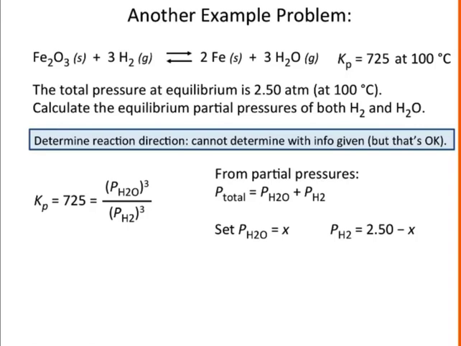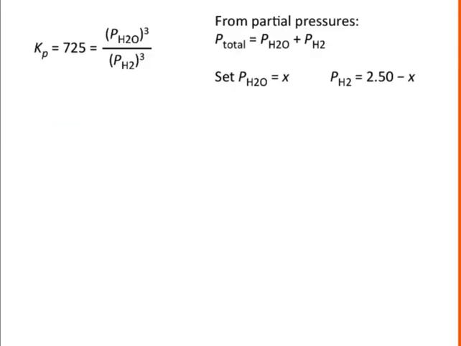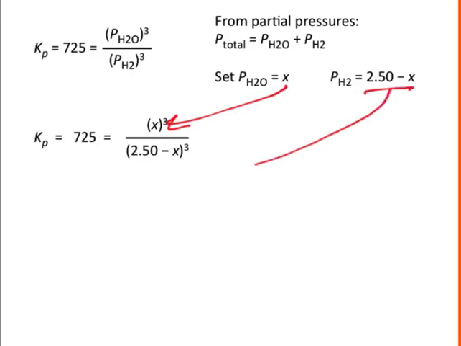So since we're not used to solving for pH2O and pH2, we're just going to turn that into x. It'll be a little easier to solve. So the pressure of water vapor is x. Now, the pressure of hydrogen gas is equal to the total pressure minus the water, because there's only two gases in this system. So we can say that as well. Okay. So now we can plug these things into here, right? So x is the partial pressure of water, so that goes in here. And then 2.5 minus x is the partial pressure of hydrogen, so that goes in here.